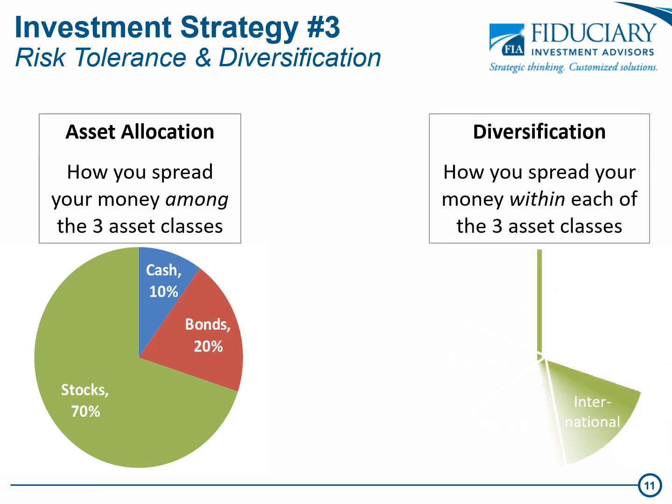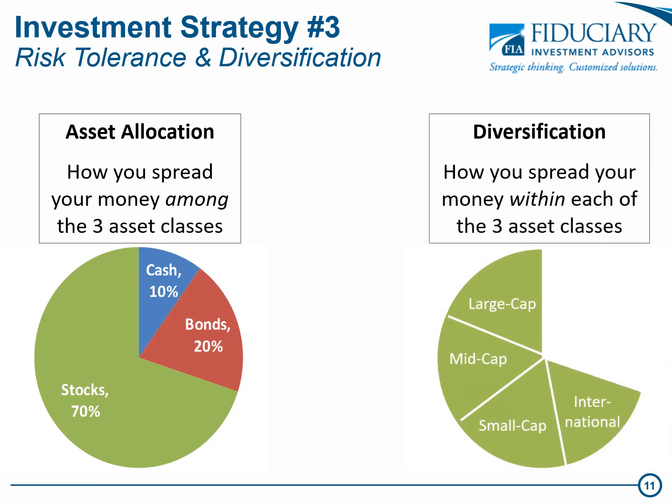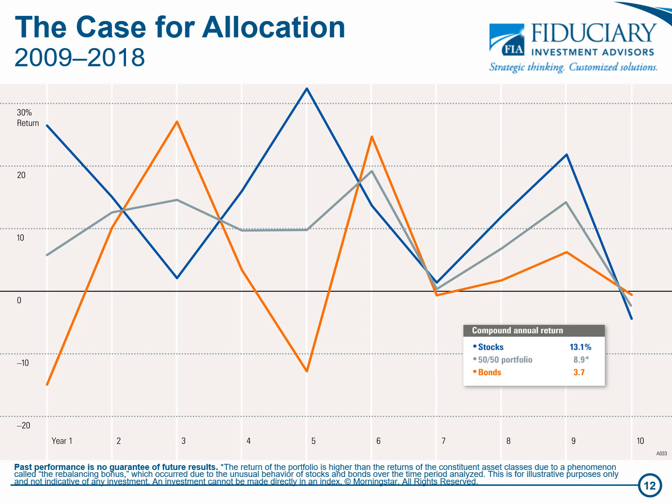Diversification is how you spread your investments within each asset class, ensuring that you do not put all of your eggs in one basket. If you are invested in a retirement date fund or a managed account product, this process is automatically done for you. Diversifying your portfolio makes you less dependent on the performance of any single asset class.